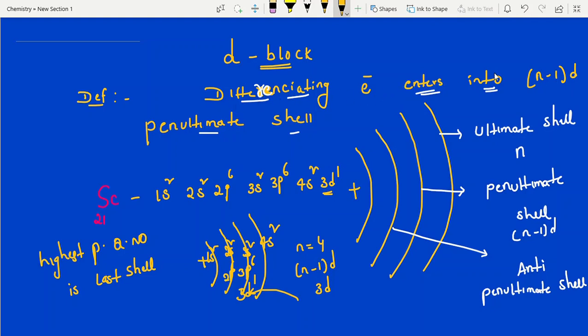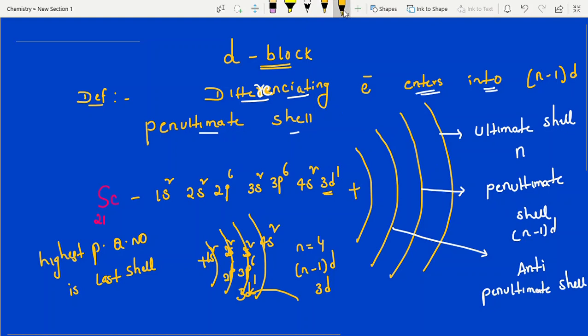Differentiating electron enters into the n-1d penultimate shell. First, what is the penultimate shell? Let me give some idea. See, I have taken one atom. The atom has a nucleus and differentiating electrons. In this, the last shell we call the outermost shell, valency shell, and one more name, ultimate shell. It is represented by the letter n. And the shell before that we call the penultimate shell. It is represented by n-1d.